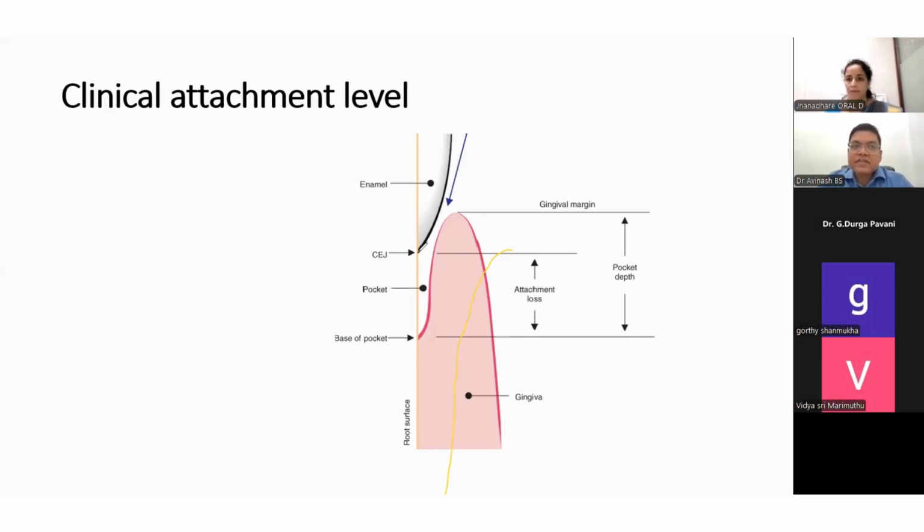So how to measure this clinical attachment level? It is from the cemento-enamel junction to the base of the pocket. That will tell us how much attachment loss has happened. The more the attachment loss, the poorer the prognosis. If there is a pocket as well as recession, you add up both. Recession plus pocket depth becomes your total attachment loss. So the more the clinical attachment loss, the poorer the prognosis.